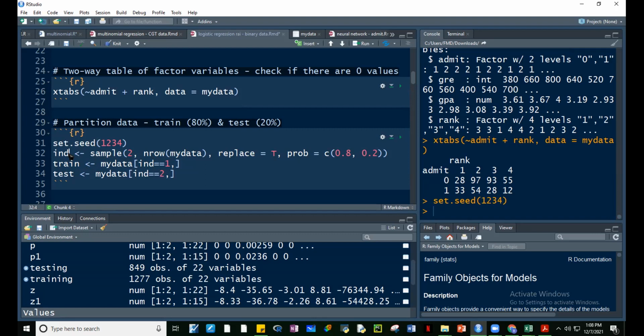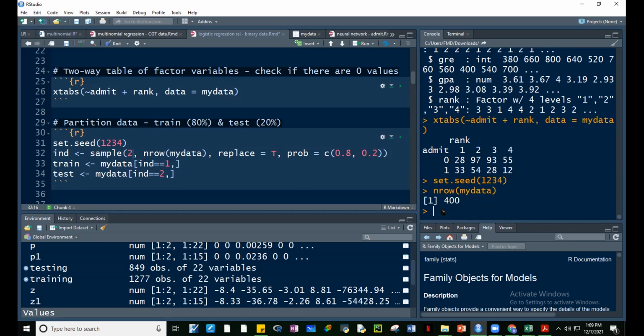Here we're creating an object called ind, short for index. Of course, you can give it a different name. And then we're going to use the sample function. We're going to sample our data into two, in other words, split it into two. So how many rows are we going to use in splitting it? We're going to use nrow(mydata). What's nrow(mydata)? nrow of my data gives us the number of rows of my data. My data has 400 observations, and we're going to split those 400 rows.